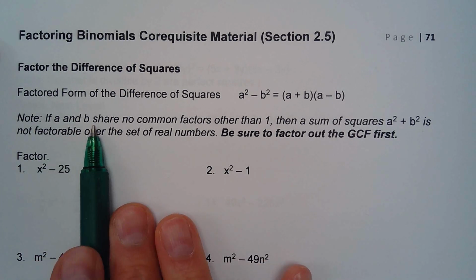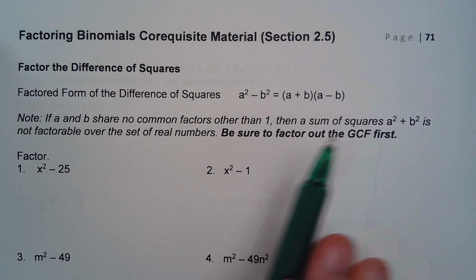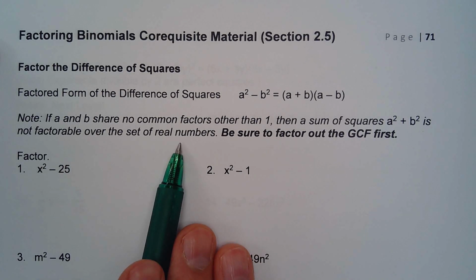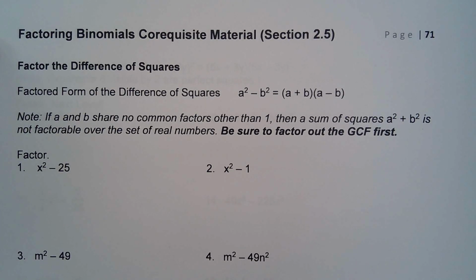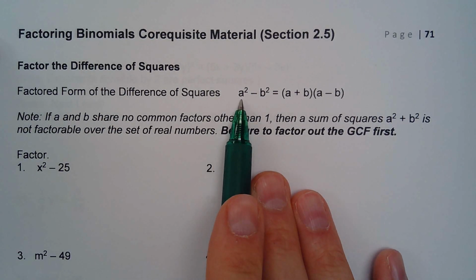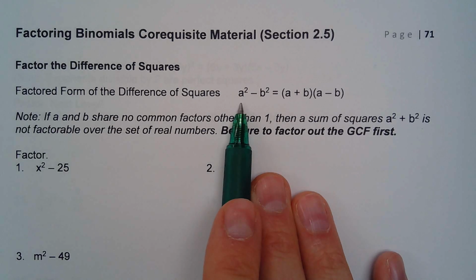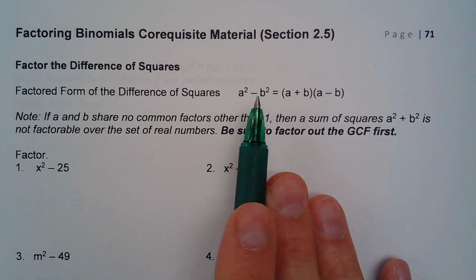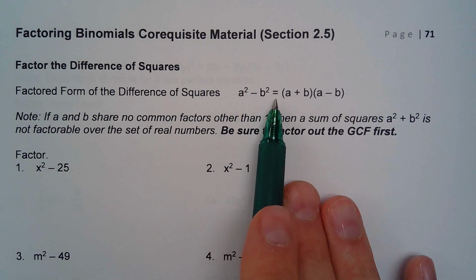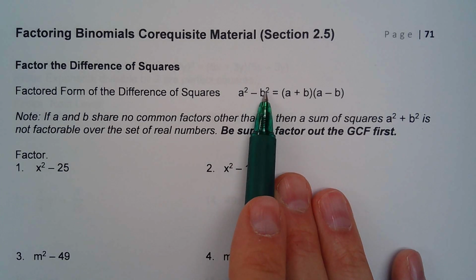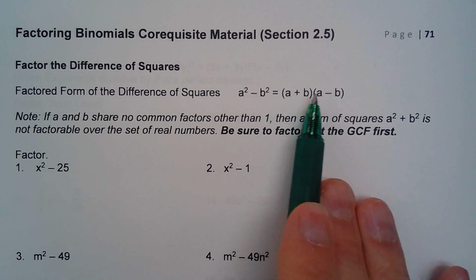So if a and b share no common factors other than 1, then the sum of squares a squared plus b squared is not factorable over the set of real numbers. And always be sure to factor out the greatest common factor first. So basically what you do is if you've got a difference of squares, first of all, make sure they're perfect squares and make sure there's subtraction. If so, you take the square root of the first term, square root of the second term, you take those answers, a plus b and then a minus b.